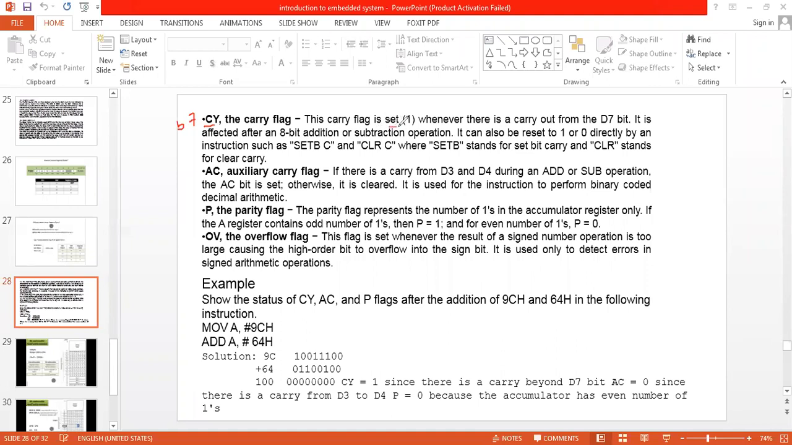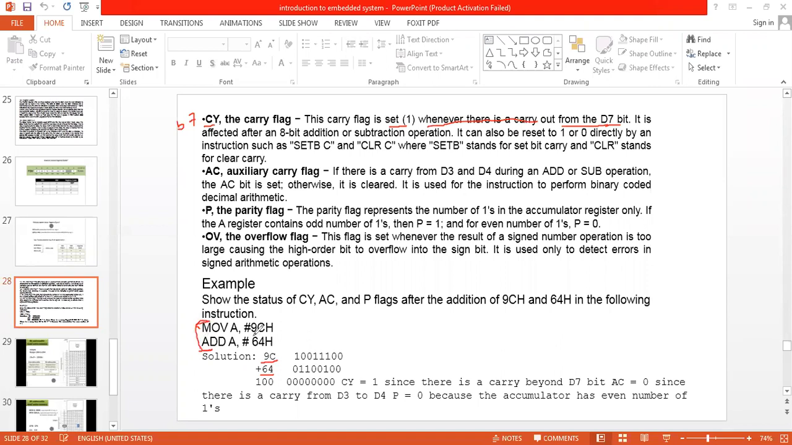It is equal to 1 whenever there is a carry out from the D7 bit. Whenever there is a carry out from D7 bit. What is the D7 bit? Say for an example, see here, 9C plus 64. What I am doing here, I am adding, one instruction is there, this one.